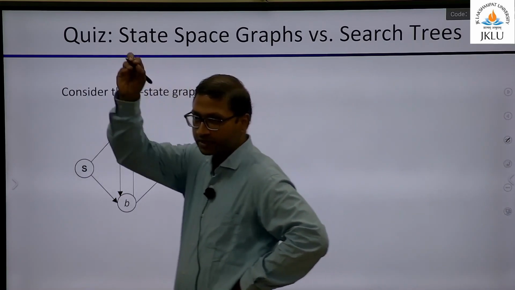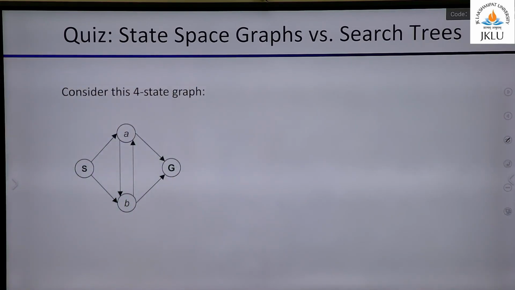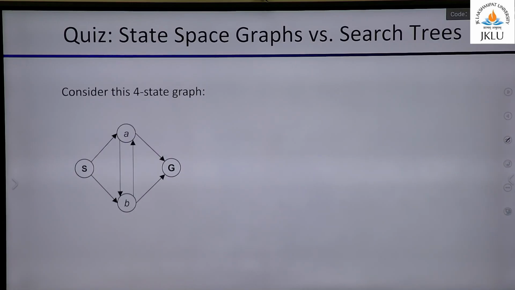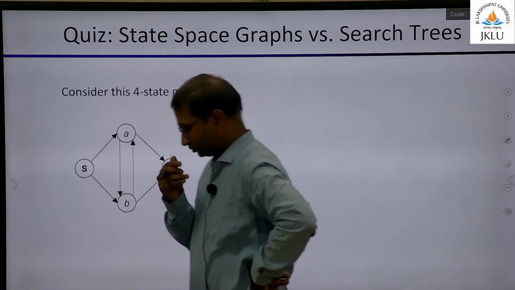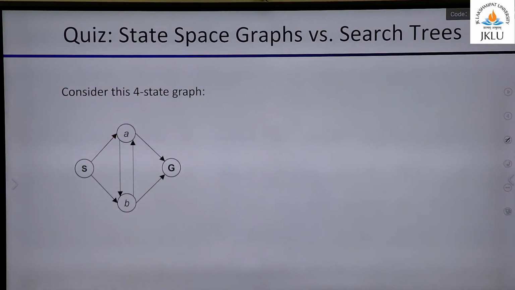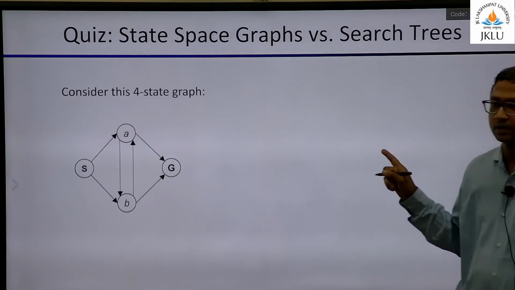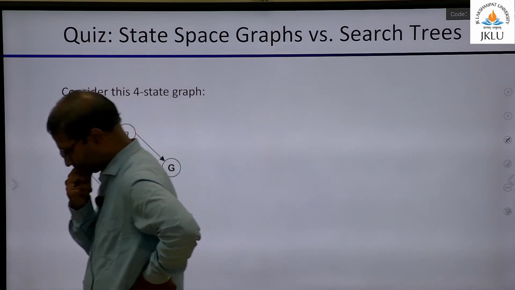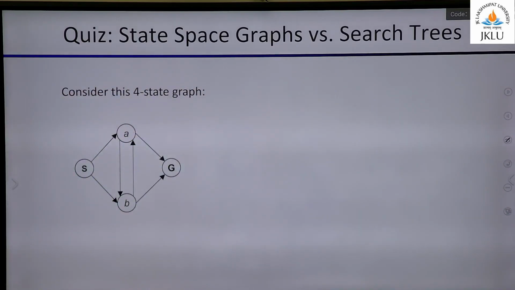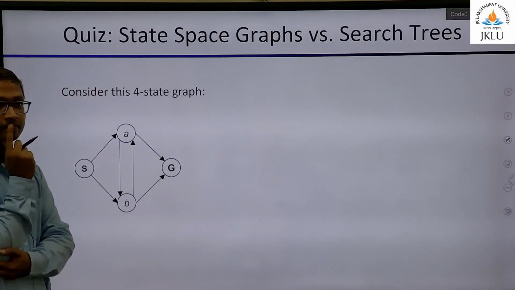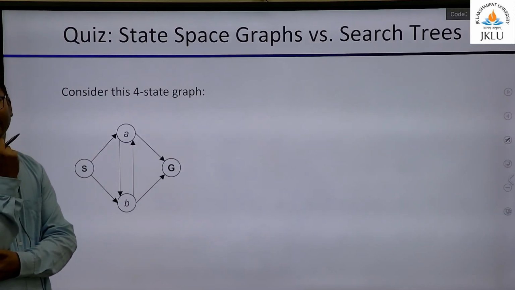You start from S, so S will be your root node, and from S you have two possibilities. You can go to A and you can go to B and keep on expanding this. Done? How many of you have completed? Okay. No issues faced? Easy? Any issues? No issues?